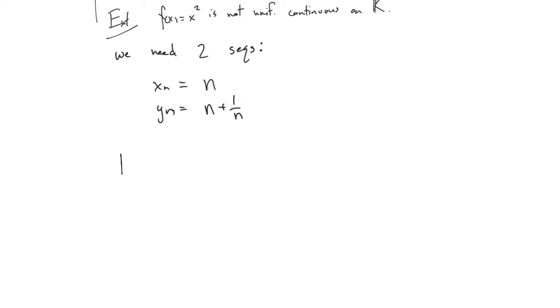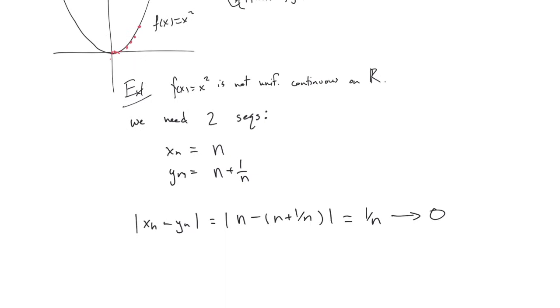But, well, let's see. So I've got to do xn minus yn. What's that going to be? This is n minus n plus 1 over n. This is, I think, just 1 over n, right? The n's cancel, I end up with absolute value of minus 1 over n, so the absolute value can go away. And would you agree this does go to 0, right? 1 over n certainly does approach 0.